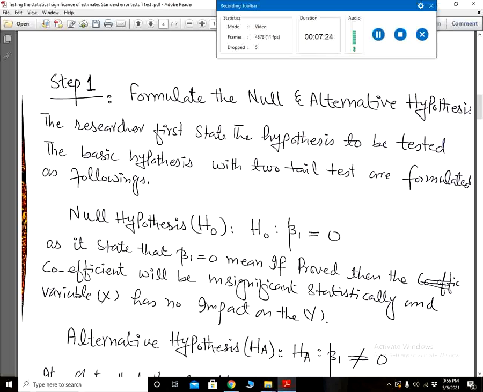Why do we state it? We state it because beta 1 cap is derived from a population in which the x variable has no impact on the y variable. So the population parameter beta 1 will be equal to 0 if x doesn't affect y.